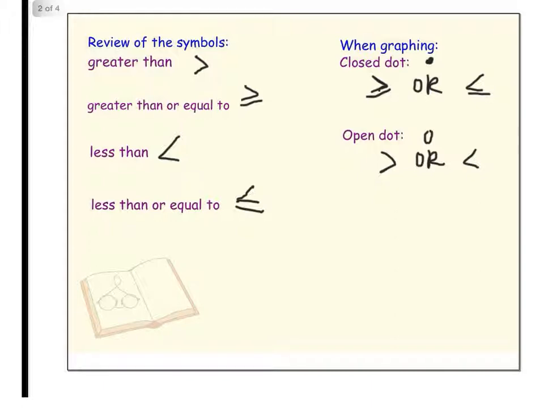Now when we graph, you have to remember that you have to use a closed dot if your inequality has greater than or equal to in it, or less than or equal to in it. And we use an open dot if it's just greater than or just less than.